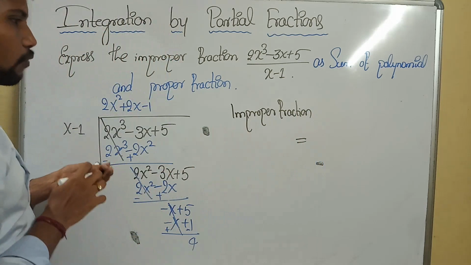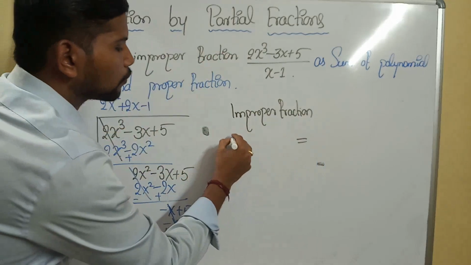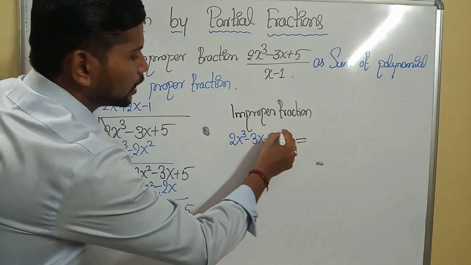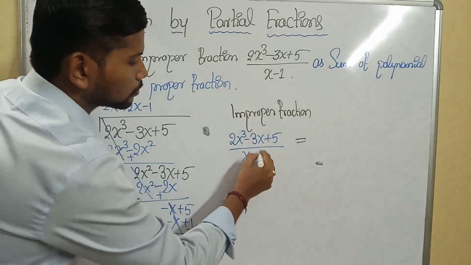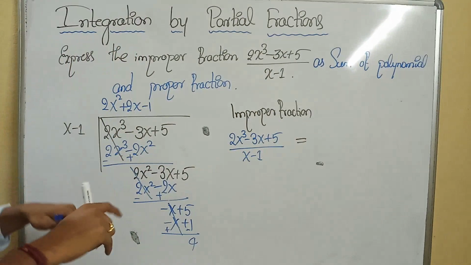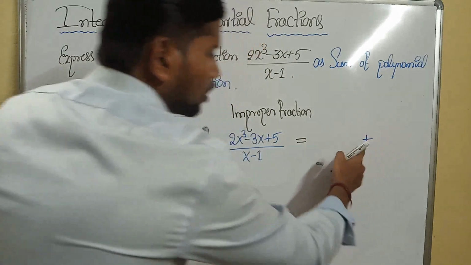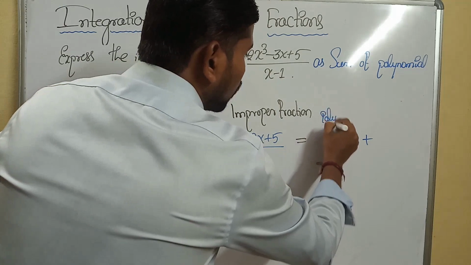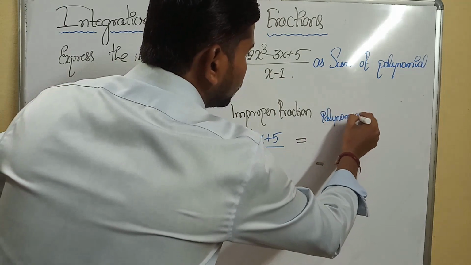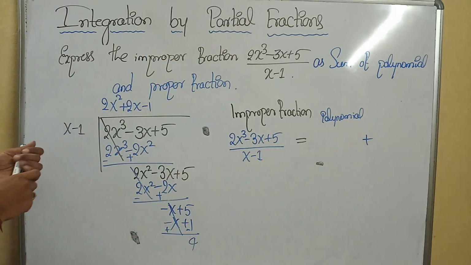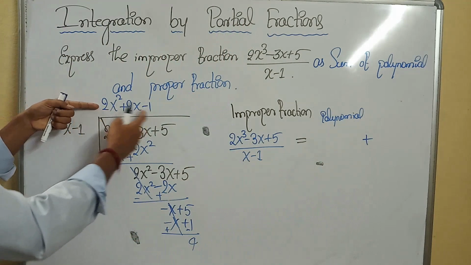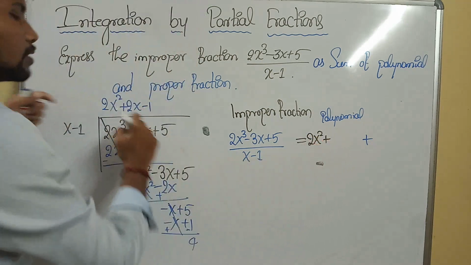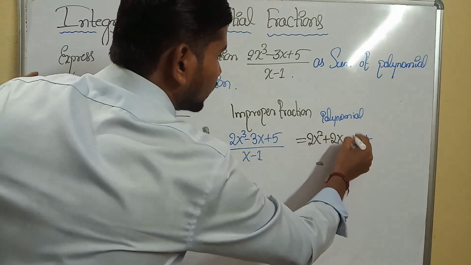I'd like to write the improper fraction first of all. What is the given improper fraction? 2x cube minus 3x plus 5, with denominator x minus 1, as a sum of what? It is a sum of a polynomial. What is the polynomial in this one? The polynomial is the answer we got. I had to write 2x square plus 2x minus 1.